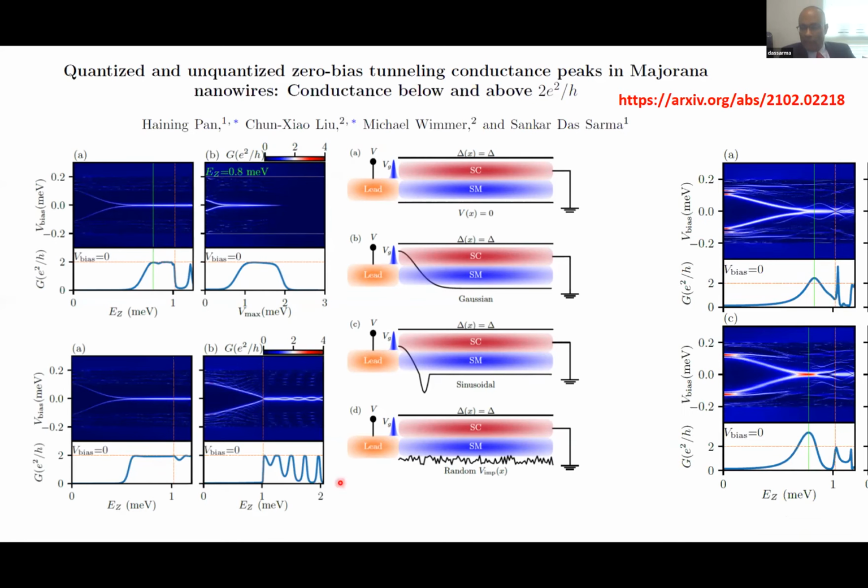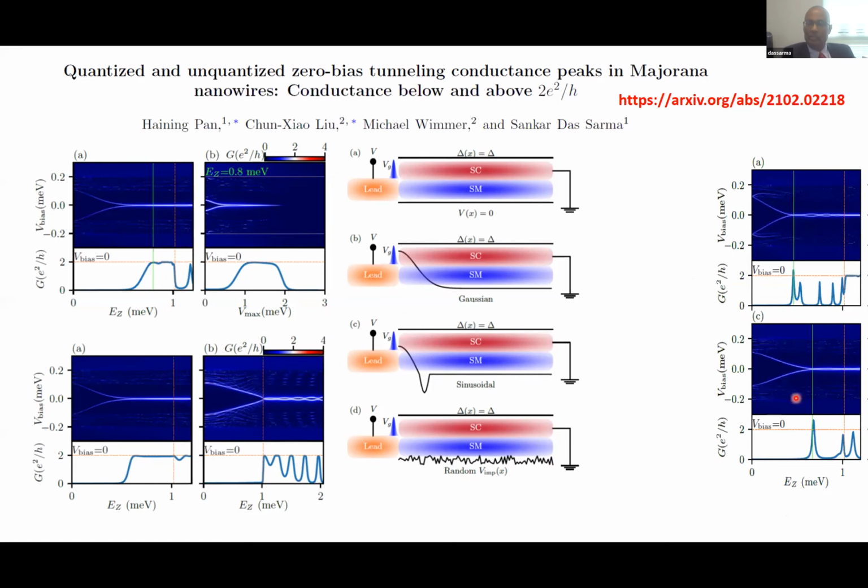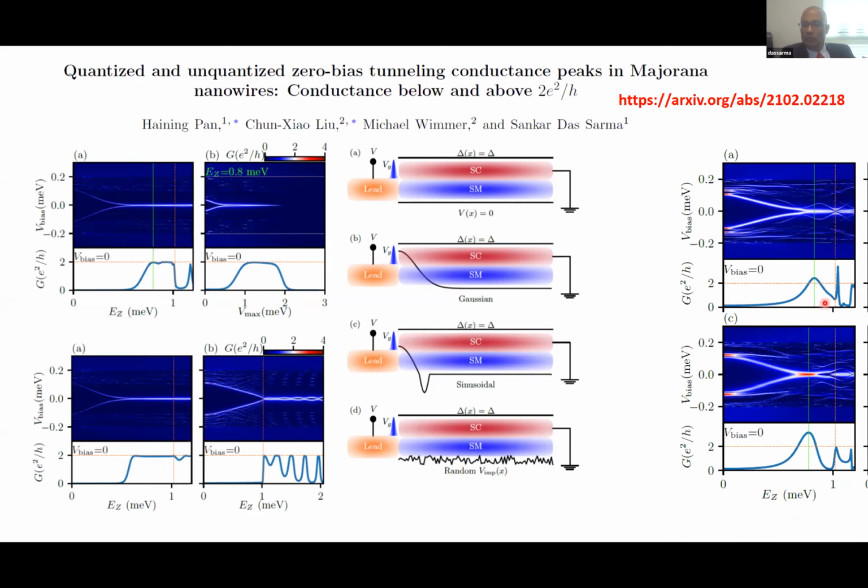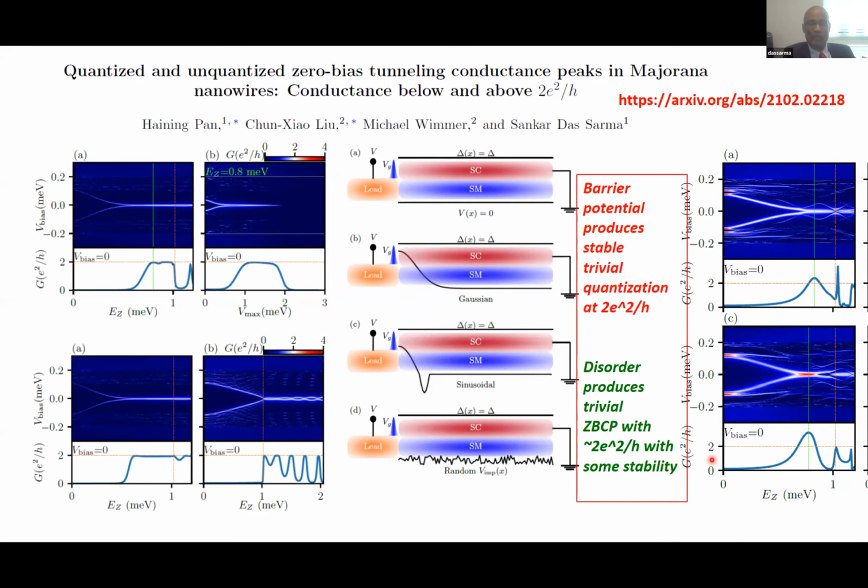Now with disorder, you get something in between the two. It's not as smoothly quantized as this, and not as narrow and sharp as this. It's smooth. And this is what is seen in most of the experiments now. That's why I personally believe it's all disorder physics. So barrier potential produces stable trivial quantization.